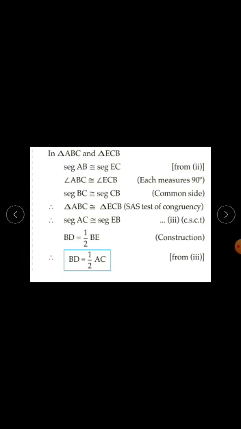So, seg AC is congruent to seg EB, CSCT, but BD is half of BE from construction. Therefore, BD is half of AC. For this BE, we can write AC. So BD is half of AC, and the reason is from 3. So, in a right angle triangle, the length of the median drawn on the hypotenuse is half of the hypotenuse.